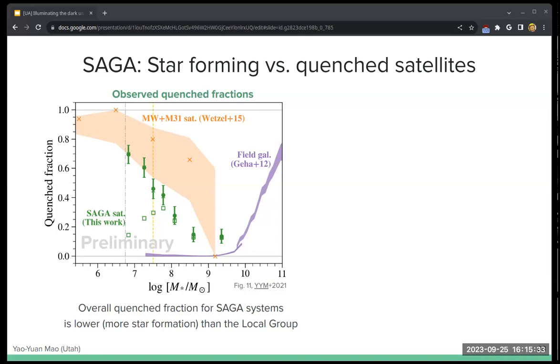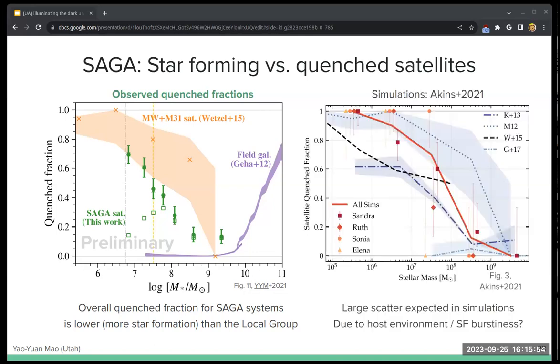At 10 to the 7, there might be about 70% of the Saga satellites that are quenched. I'm also showing you a comparison with the Milky Way and M31, which are the orange points, and I'm also showing you field galaxies. Okay, so you might say, why is this important? First of all, you want to ask, can the simulation and the galaxy-halo connection model that I mentioned reproduce these things? So let me take a look at the hydro simulation first.